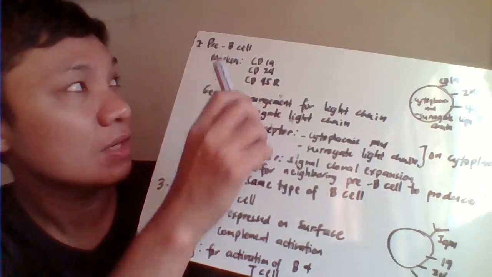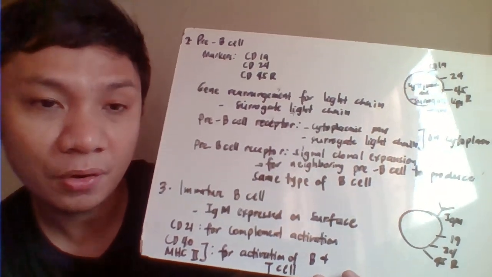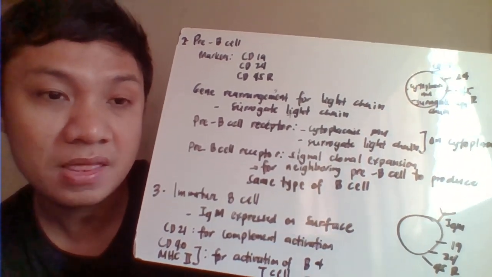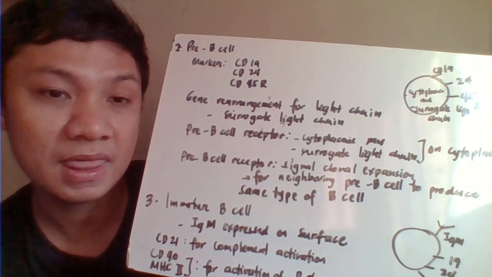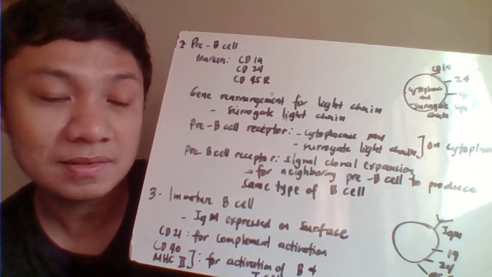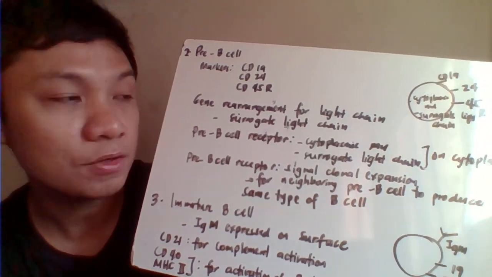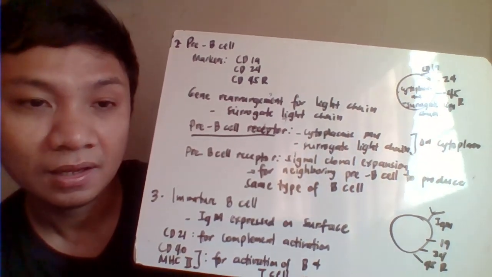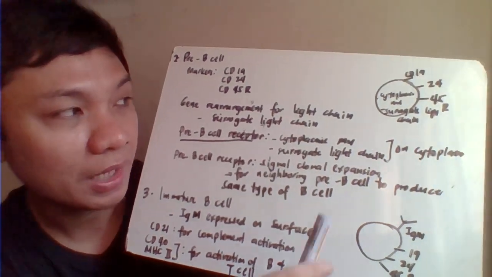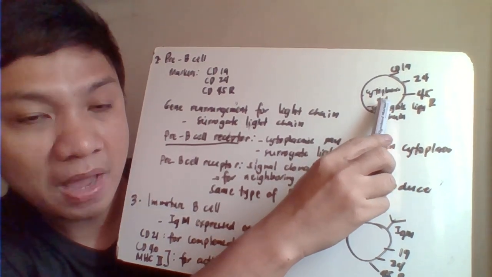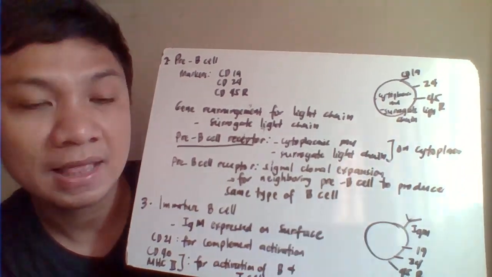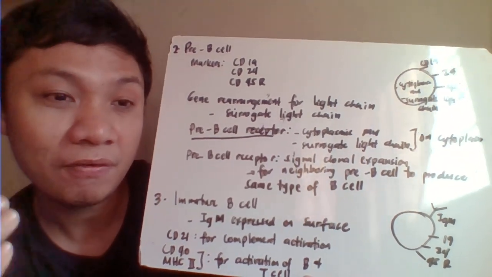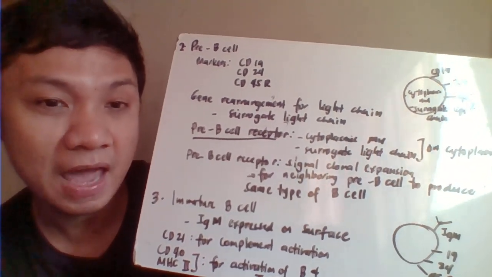At this stage, pre-B cells try to undergo another gene rearrangement, now primarily for the production of your light chain. Okay, so once it becomes successful here, it is able to produce your pre-B cell receptor. Okay, the pre-B cell receptor is made up of your cytoplasmic mu heavy chain plus your surrogate light chain. Okay, so para hindi pa siya ganun ka-fully na magiging IgM.